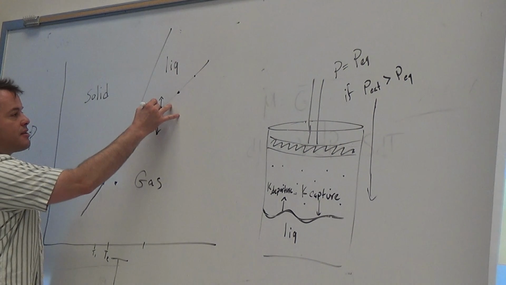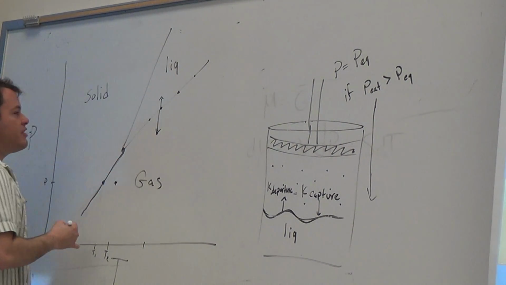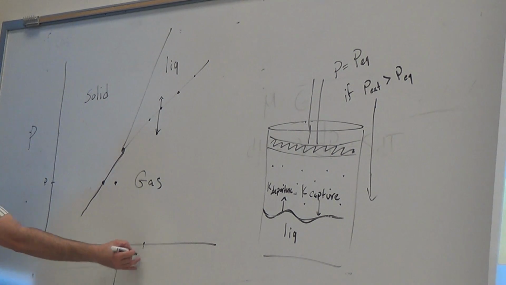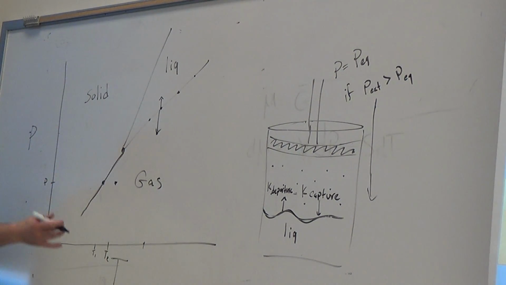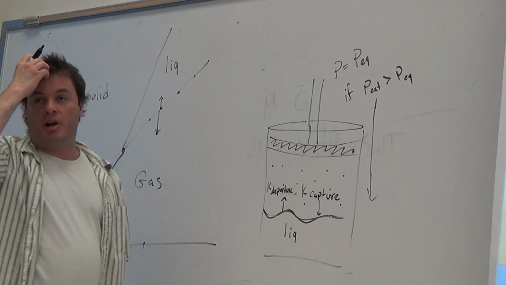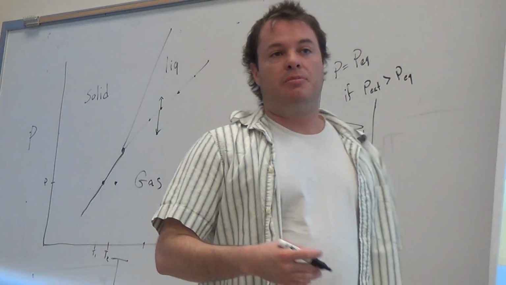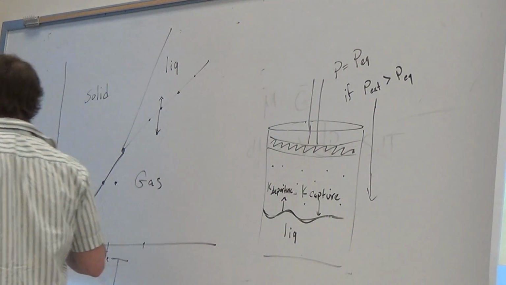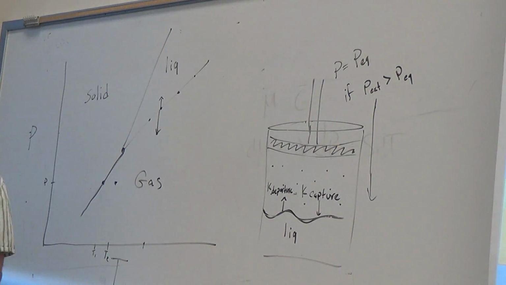So what that means is that at any given value of P and T on the curve, the value of P is equal to the vapor pressure of the gas at that particular temperature. So it's the equilibrium vapor pressure of the gas at that temperature.